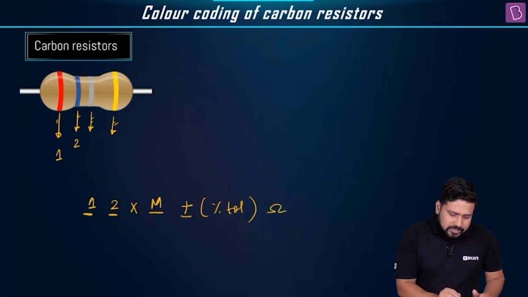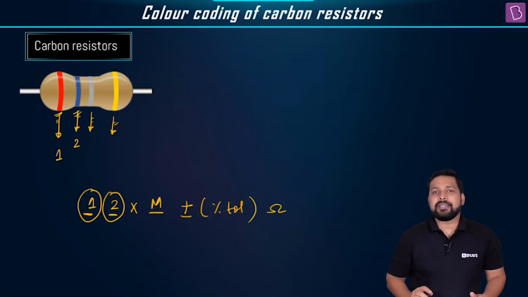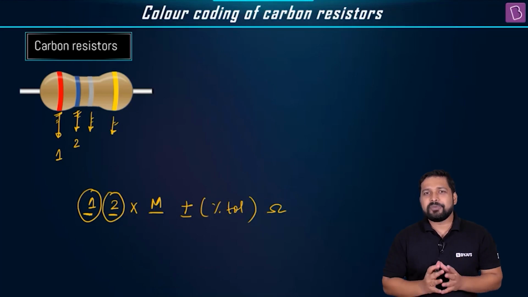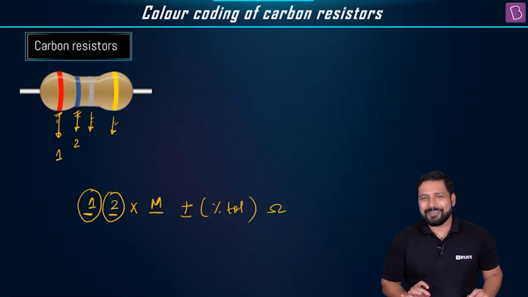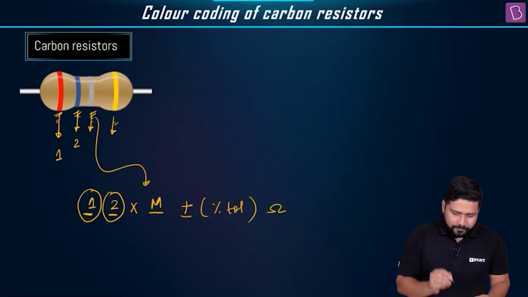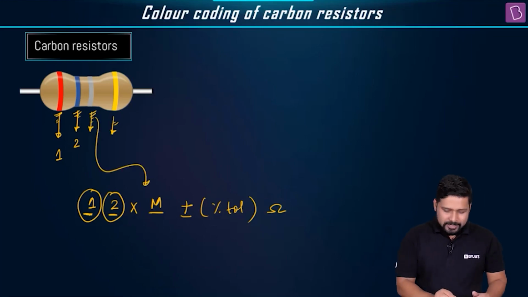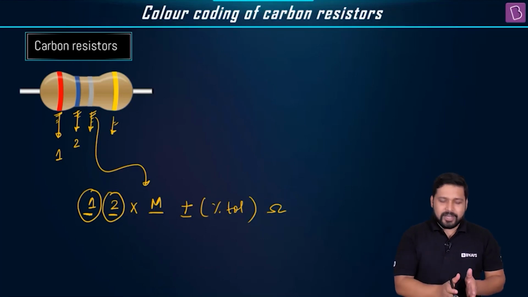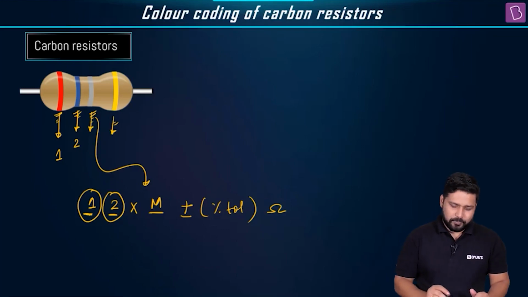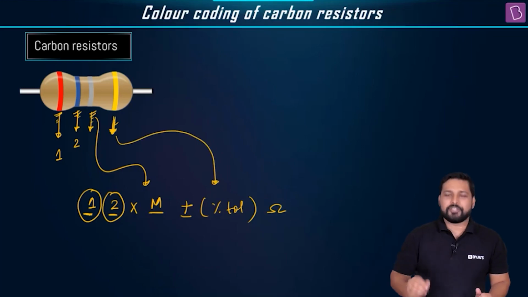So these two values, from where are you going to get them? You are going to get them from the first band and the second band. Understand it very closely. This is something very simple. You cannot miss out if a question is asked from this segment. Now, the third color corresponds to the multiplier. What does multiplier mean? You have to multiply this, because with regard to this color, there will be some value that will be assigned and you need to multiply it. No problem. And the last color corresponds to the tolerance or the variation.